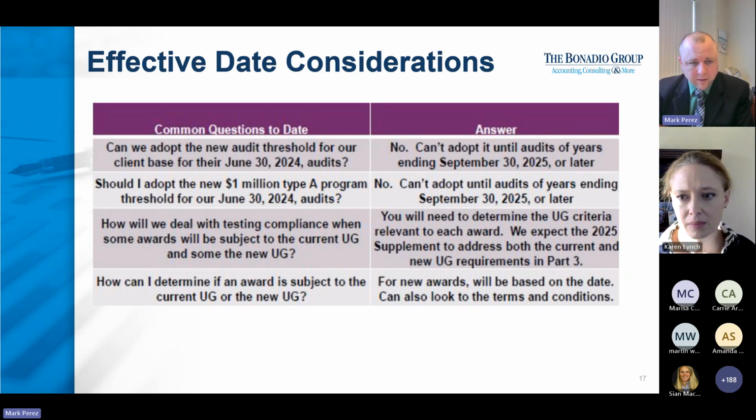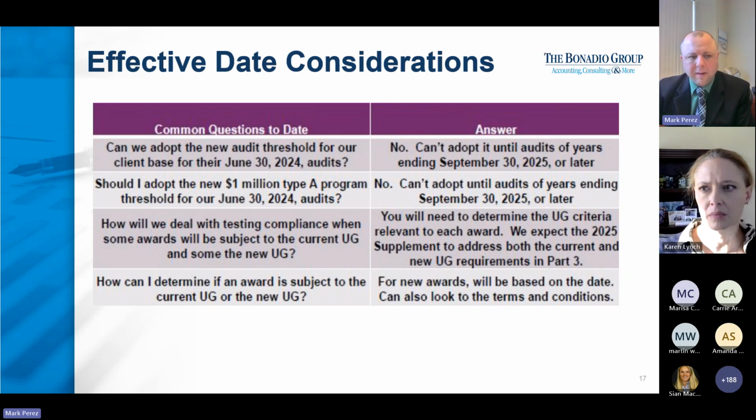The magic date here as far as fiscal period year ends is 9/30/2025. So you kind of see a bit of a pattern here in the responses. How will we deal with the testing and compliance when some awards will be subject to uniform guidance and some are new? It'll need to be determined on the uniform guidance criteria relevant to each individual award.